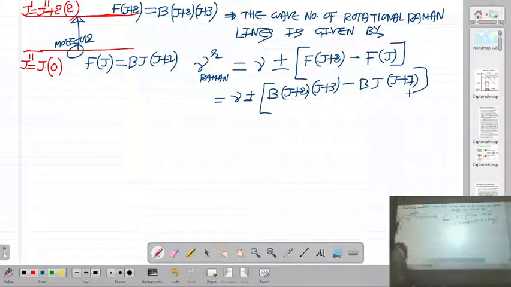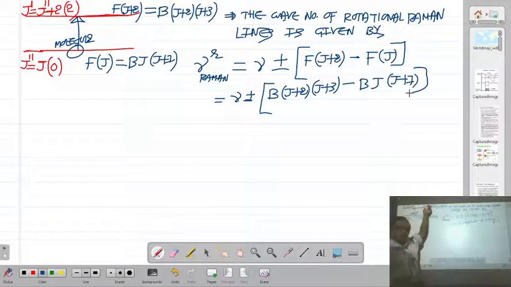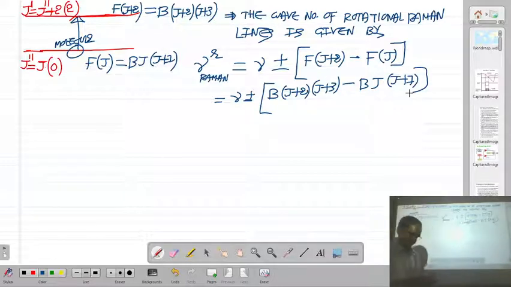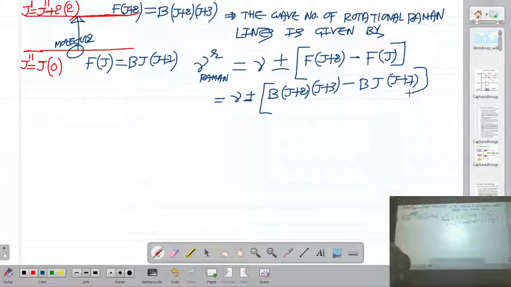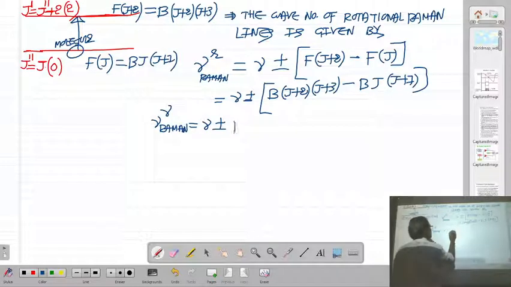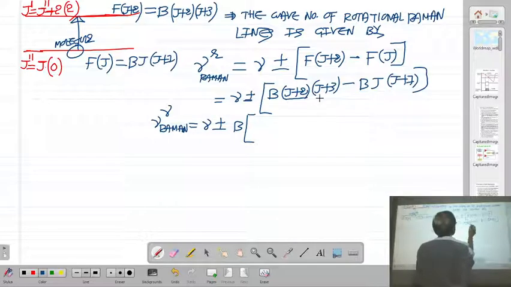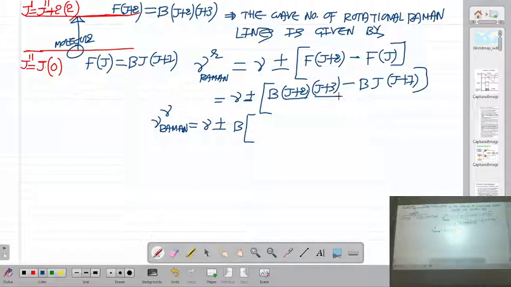In case of rotational spectra and vibrational spectra, we have studied that the difference of rotational term values or vibrational term values always gives the wave number of the lines. The difference of rotational term values Fj plus 2 minus Fj always gives the wave number of rotational lines that we have studied in rotational and vibrational spectra. So from this, the wave number of the rotational Raman lines is given by nu plus or minus B outside the bracket as a common factor. This is the product of j plus 2 and j plus 3.